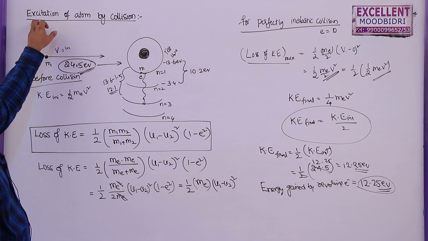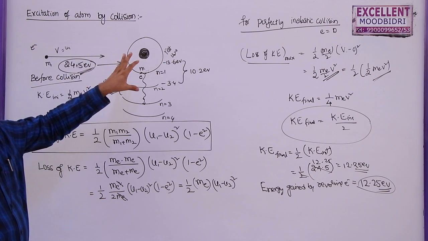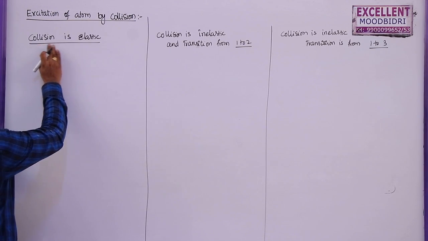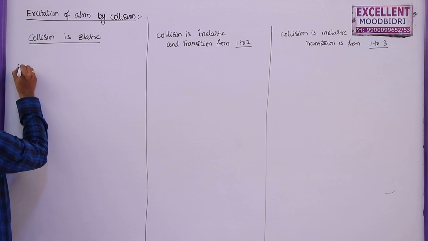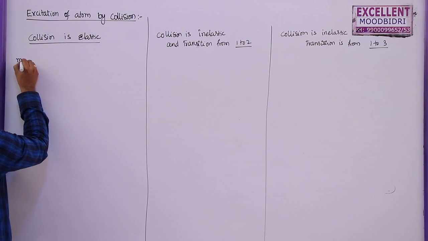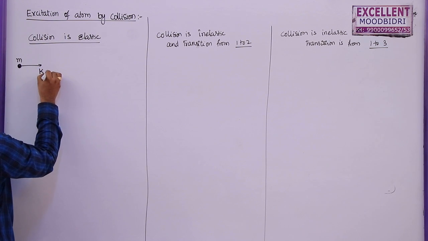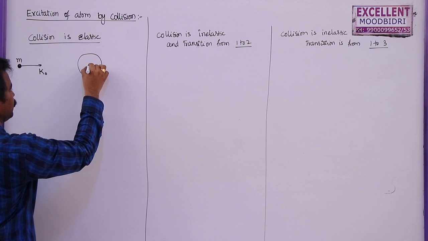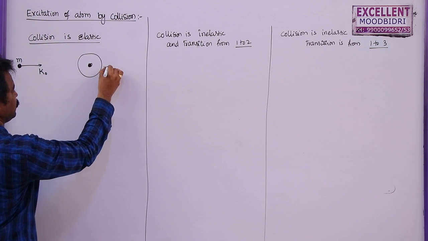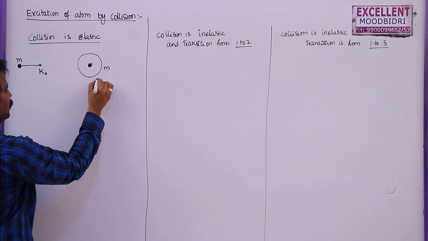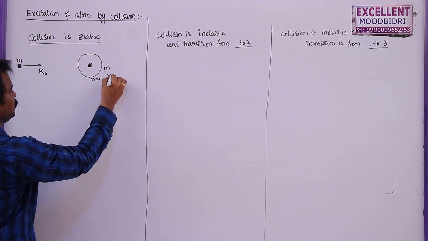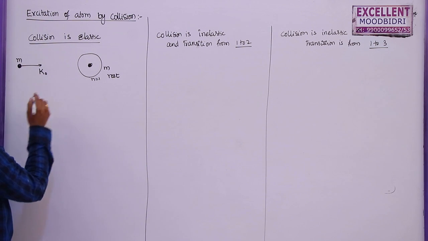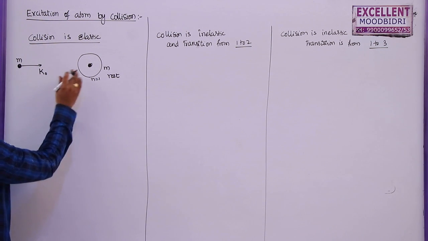So this is called excitation of an atom by collision with other particles. If the collision is elastic, let us say this is a particle of mass m having kinetic energy K naught. It collides with an atom, a hydrogen atom only. Here the mass of this one is m, and n is equal to 1, which is initially at rest.